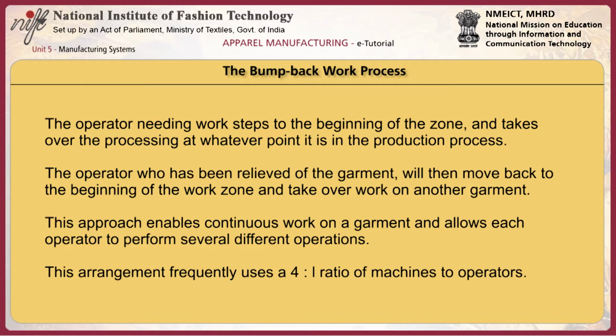The operator who has been relieved of the garment will then move back to the beginning of the work zone and take over work on another garment. This approach enables continuous work on a garment and allows each operator to perform several different operations. This arrangement frequently uses a 4:1 ratio of machines to operators.